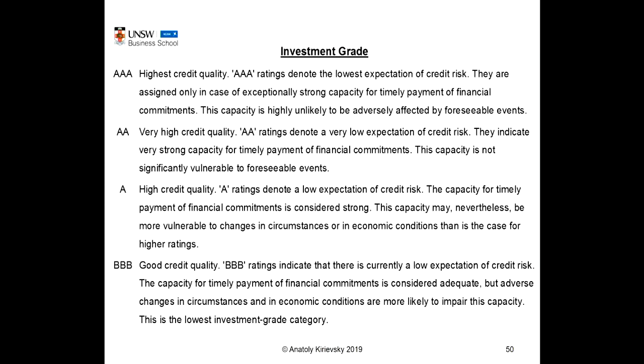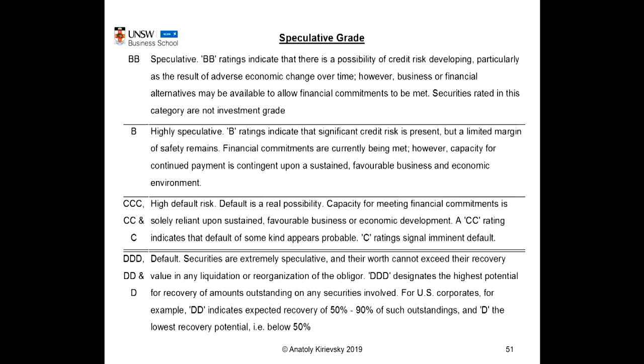AA, the capacity is not significantly vulnerable to foreseeable events. Single A, the capacity may be more vulnerable to changes in conditions. Right? So if there is a change in conditions, it's more vulnerable than the others. And BBB, the capacity for timely payments is considered adequate, but adverse changes in circumstances are more likely to impair this capacity. So if there's a negative downturn, it's more likely that the capacity will be impacted.